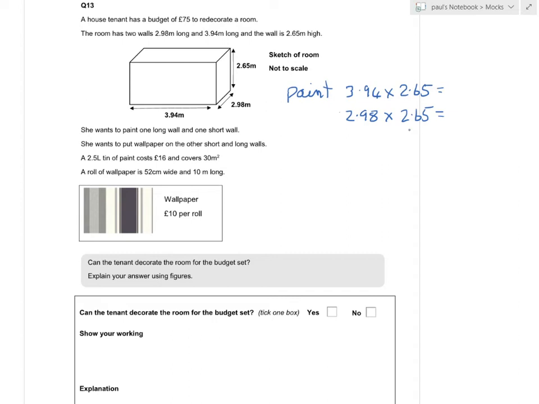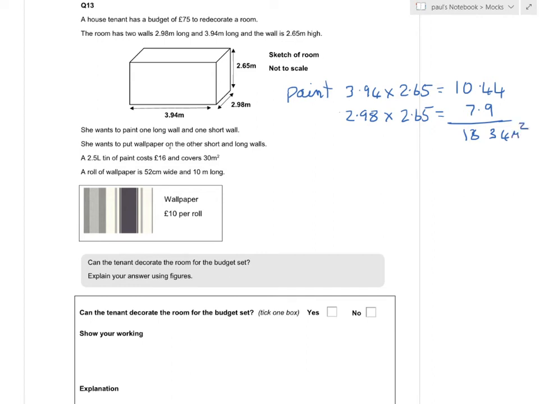3.94 times 2.65 is 10.44. And 2.98 times 2.65 is, call it 7.9. Add that up. 18.34. Now, so that's meters squared.